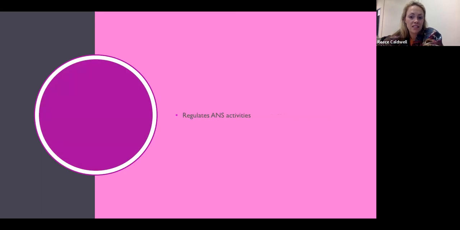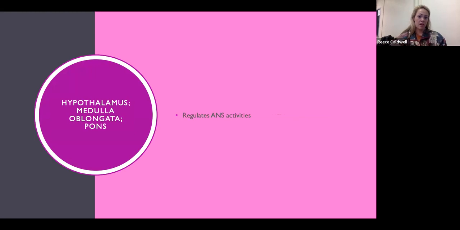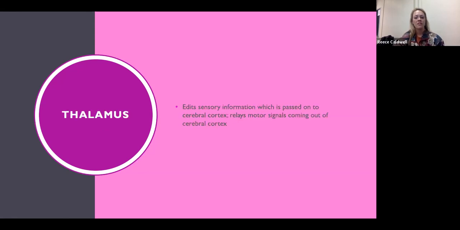What regulates autonomic nervous system activity? The autonomic nervous system is our autopilot, so our involuntary functions of the body. That will be the medulla oblongata, as well as the pons and also the hypothalamus. The hypothalamus does some hormonal things that will also control the autonomic nervous system through the release of neurotransmitters and hormones. Then we have the thalamus.